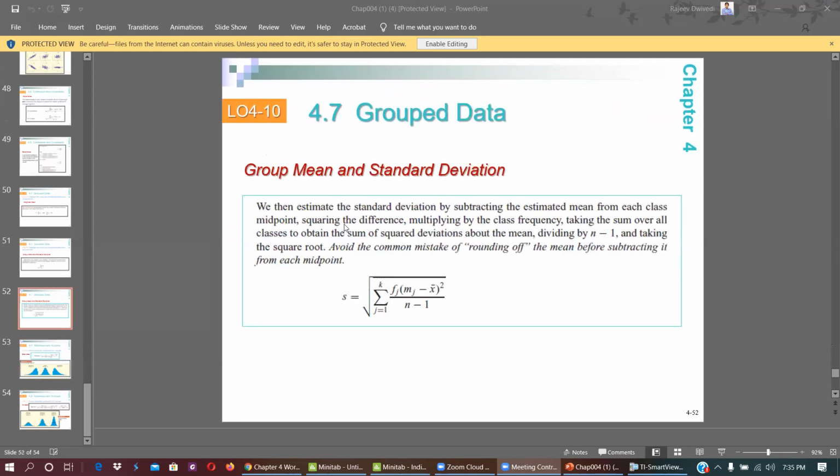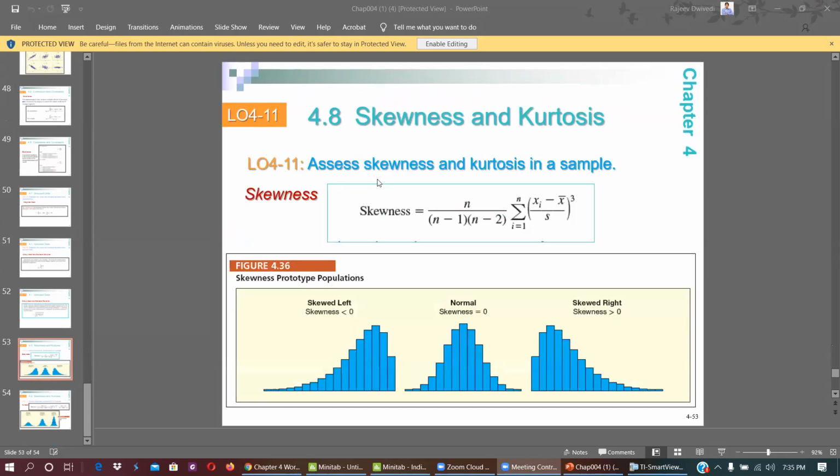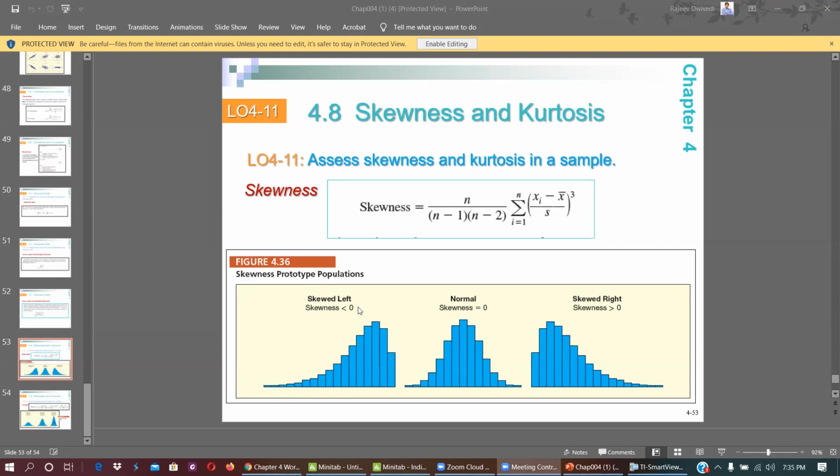Then two other important things are coming here: skewness and kurtosis. Skewness, which you have been observing, explains the shape of the data. When skewness is 0, that means symmetric. When skewness is greater than 0, that means skewed right. If it is less than 0, that means skewed left.